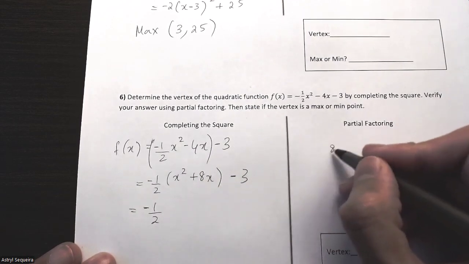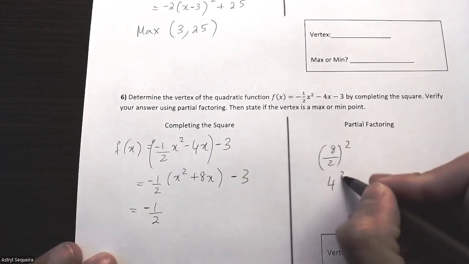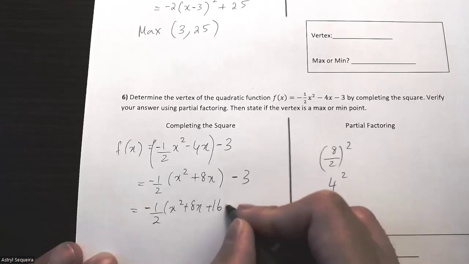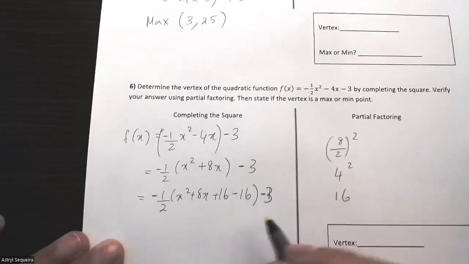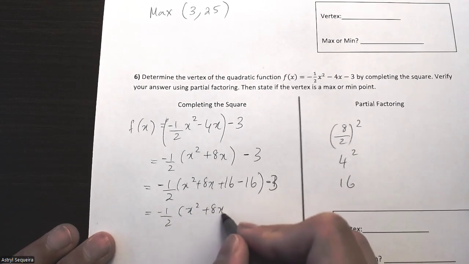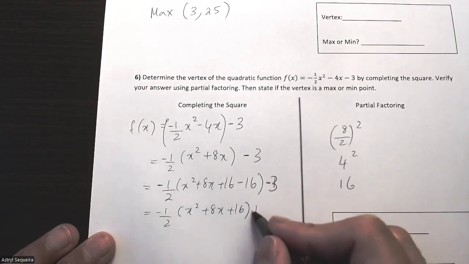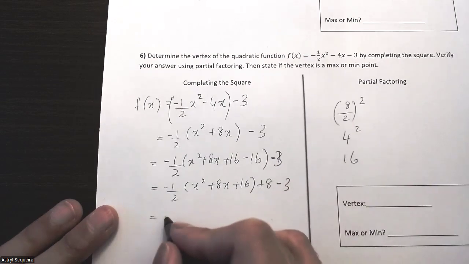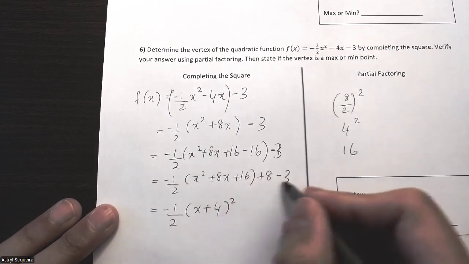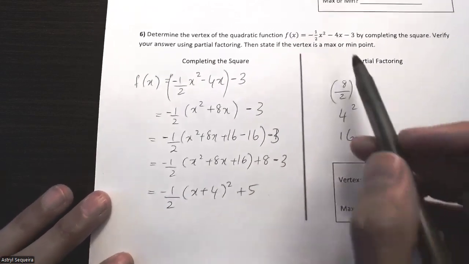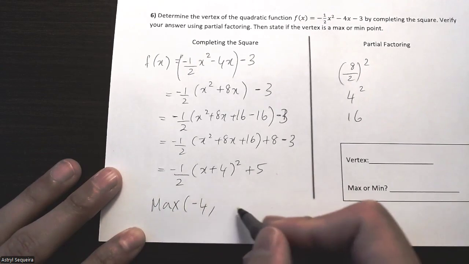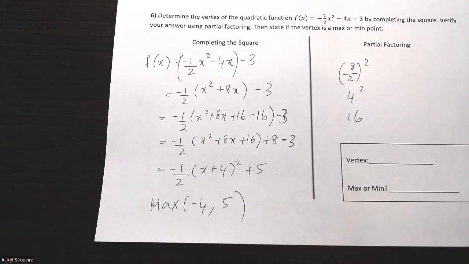Next, I'll do my magic number, which is 8 divided by 2 squared, which is 4 squared, which is 16. So x squared plus 8x plus 16 minus 16 minus 3. I'll take out my negative number from inside the bracket. -16 times -1/2 is positive 8. And then I will perfect square the bracket, which is just x plus 4 squared, and combine those, which is 5. Again, this is a negative equation, which means we're going to have a max. The x value is -4, and the y value is 5.